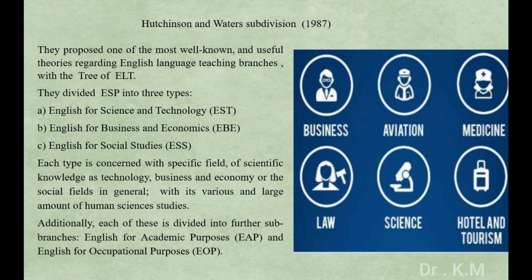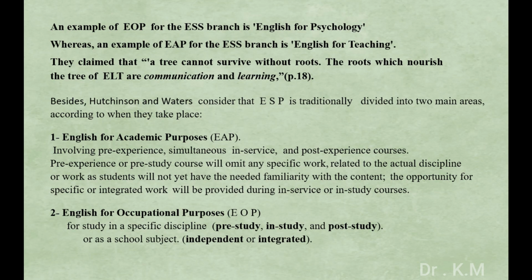Each type is concerned with a specific field of scientific knowledge: technology, business and economy, or the social fields in general, with its various and large amount of human sciences studies. Additionally, each of these is divided into further sub-branches: English for Academic Purposes, EAP, and English for Occupational Purposes, EOP. An example of EOP for the ESS branch is English for Psychology, whereas an example of EAP for the ESS branch is English for Teaching.